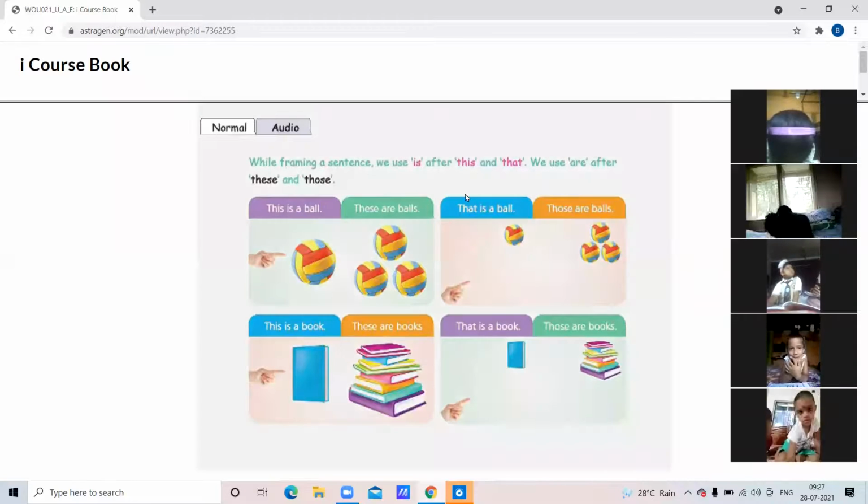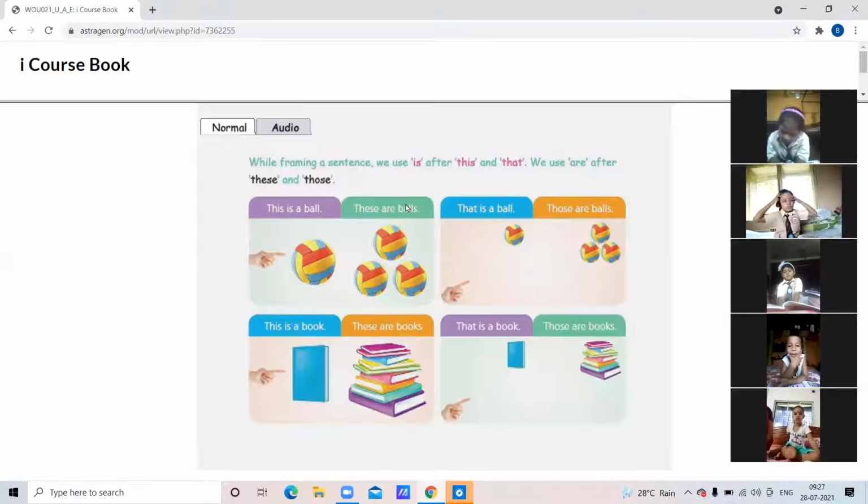Shreyosi, read. This is a ball. Those are balls. That is a ball. After this is a ball, these are balls, which are near to us. We will say these, okay? These are balls. Which are far from us, we say that is a ball. Those are balls.